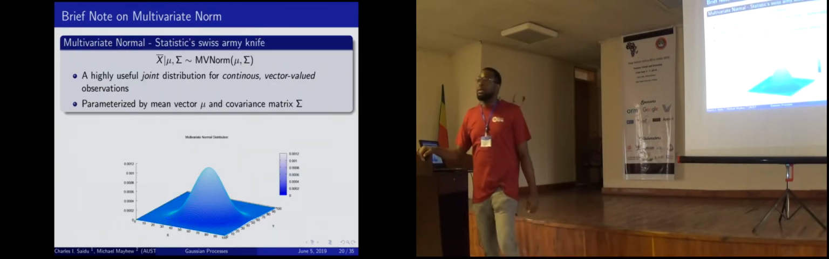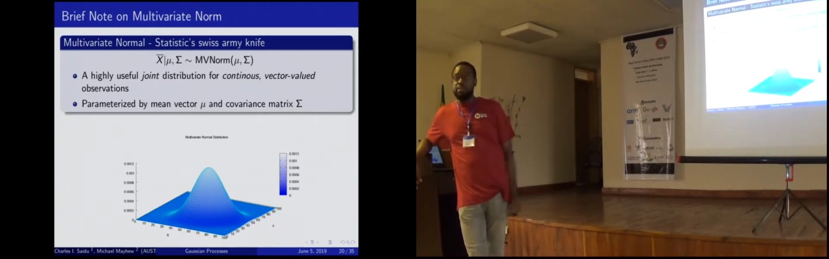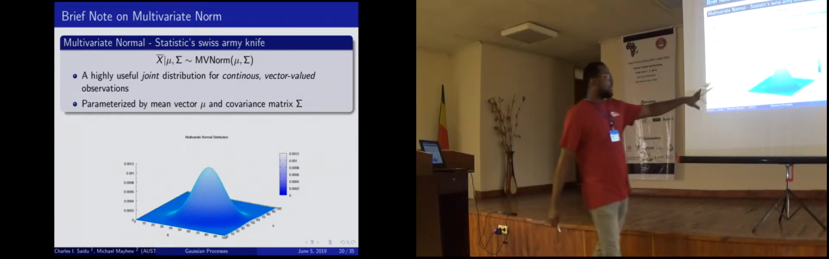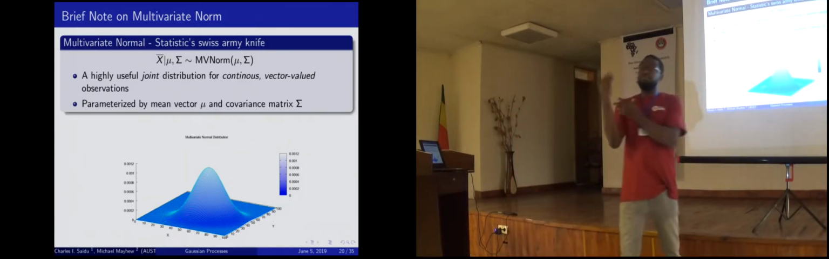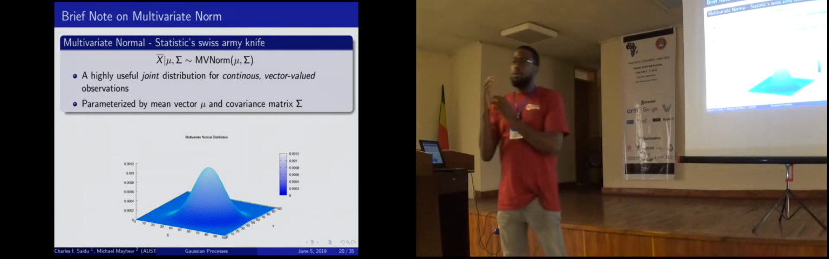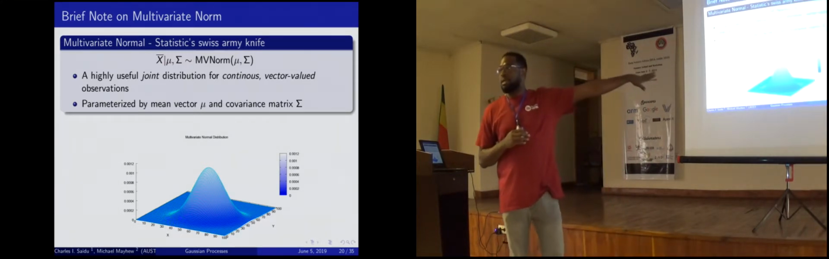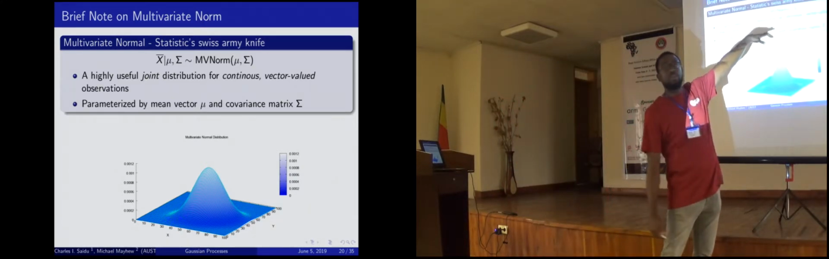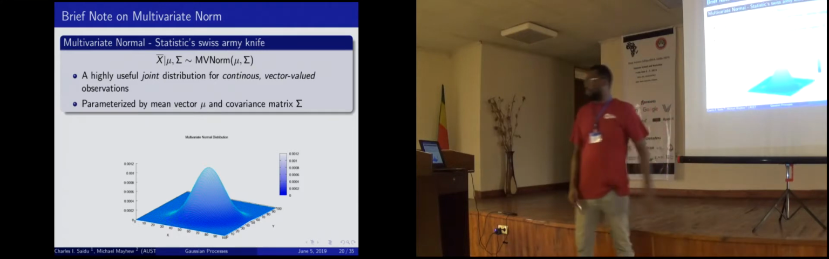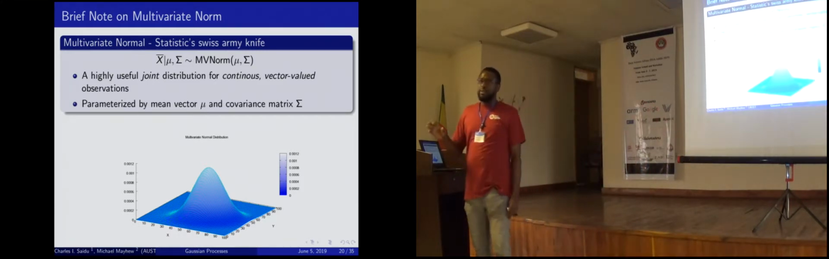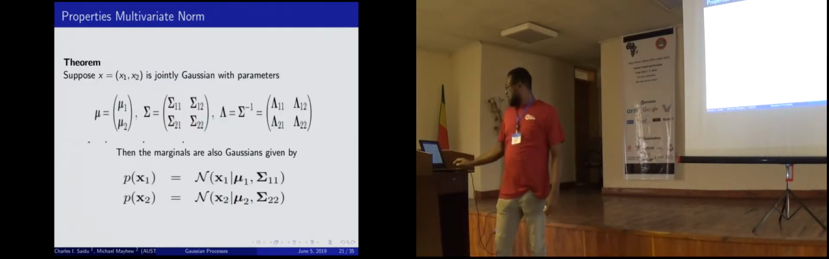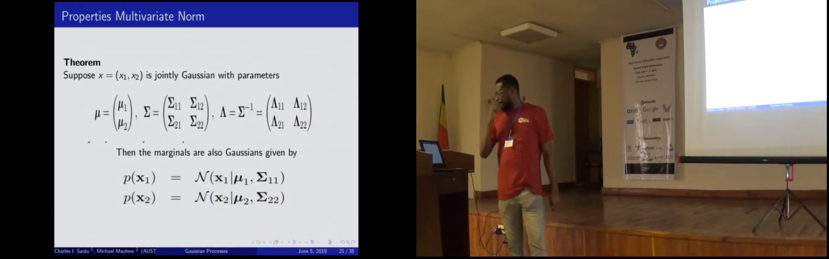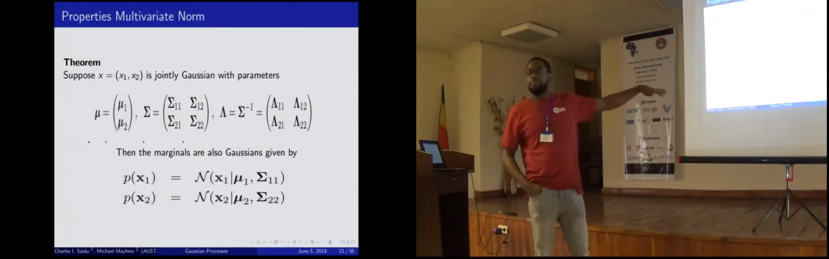If you don't know what a multivariate Gaussian normal distribution is, this is what it looks like. This is a multivariate normal distribution. Usually, the covariance matrix you see defines the shape of this image, and it is parameterized by the mu and, of course, the matrix that we saw. Now, there are really nice properties that come with this kind of distribution. So this is a theorem.